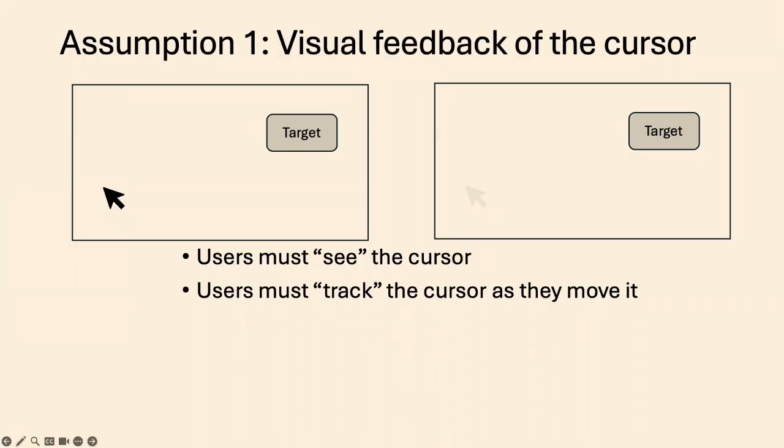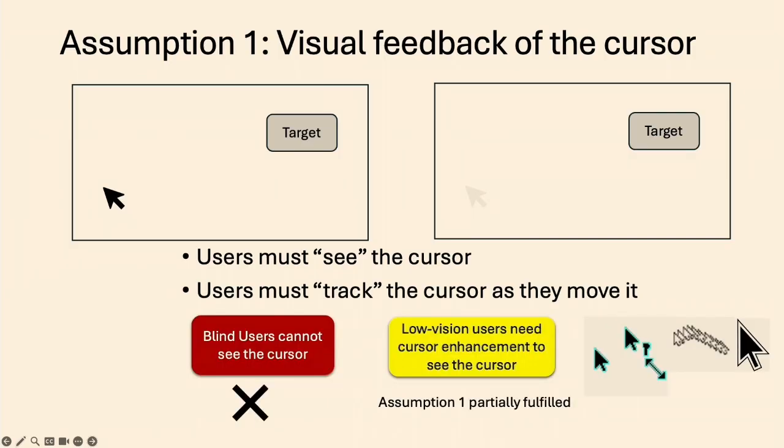Similarly, I can't track the cursor if I can't see it. So this law needs some work. It is not applicable to blind users. To some extent, it can be applicable for low vision users because they use cursor enhancement, high contrast, cursor trails. So I would say this assumption 1 is partially applicable for people with low vision but not for blind.